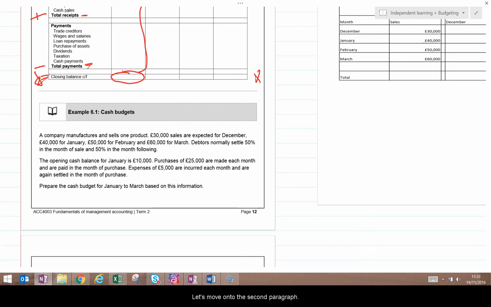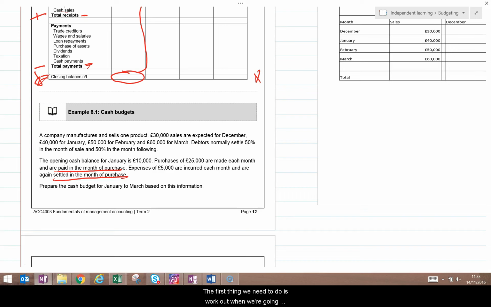So let's move on to the second paragraph. This tells us that the opening cash balance for January is £10,000. Purchases of £25,000 are made each month and are paid in the month of purchase. So that's the important bit. When is the purchases paid? They're paid in the month we make the purchase. Expenses of £5,000 are incurred each month and are again settled in the month of purchase. So we're required to prepare a cash budget for January to March based on this information.